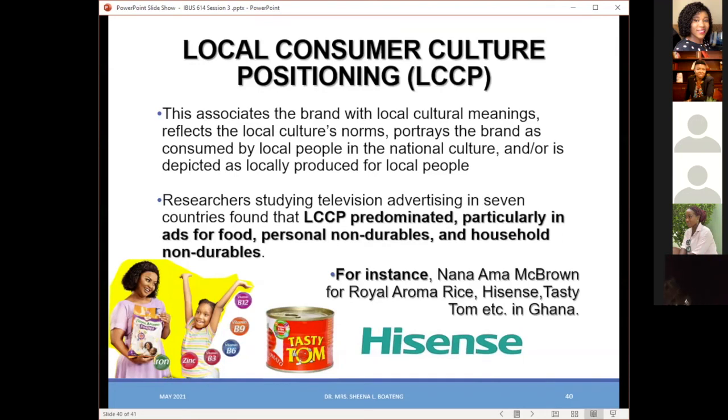Thank you, Julia. Cheesy pizza, soft cake, Ghana QR code, all of them represented by Nana Mama Brown. Royal Aroma Rice, Tasty Tom, High Sense, Amalina. Puff Buffruit Mix. Royal Grain is good. McBerry, Mariaba. In fact, McBerry is her own personal brand, right? All of these contribute to local consumer culture.